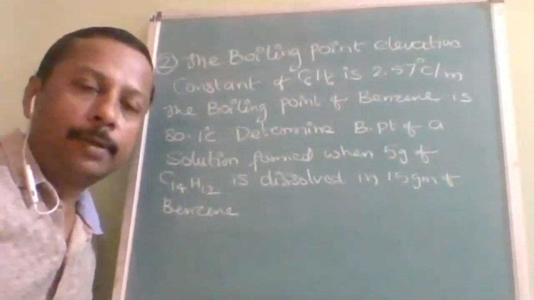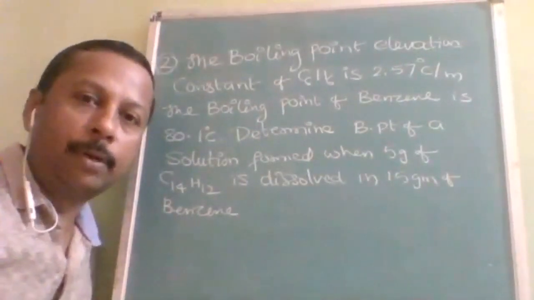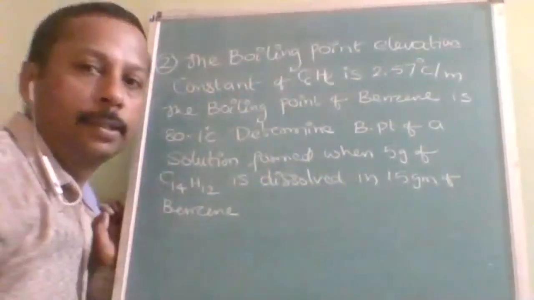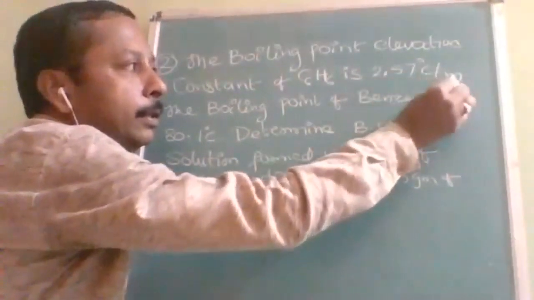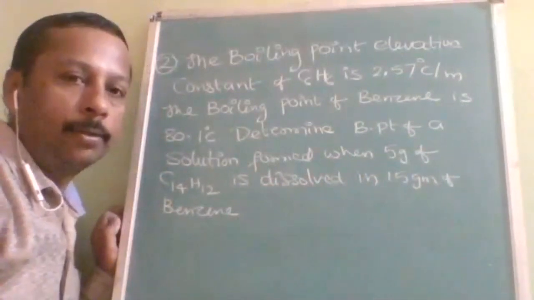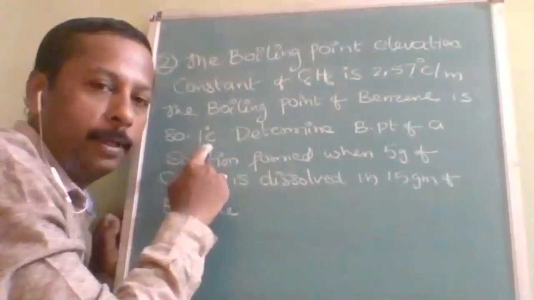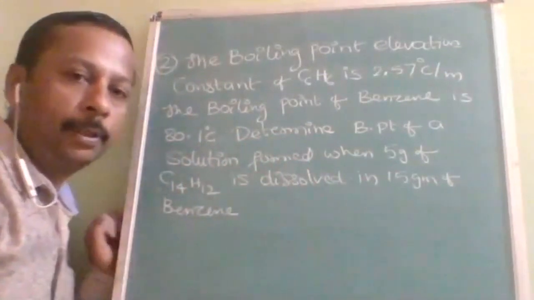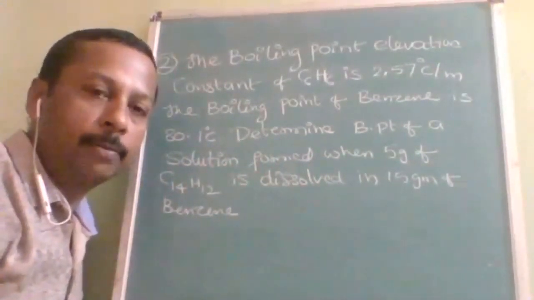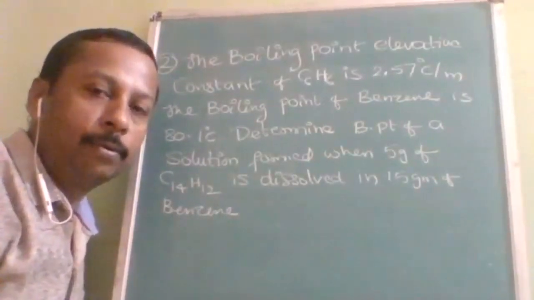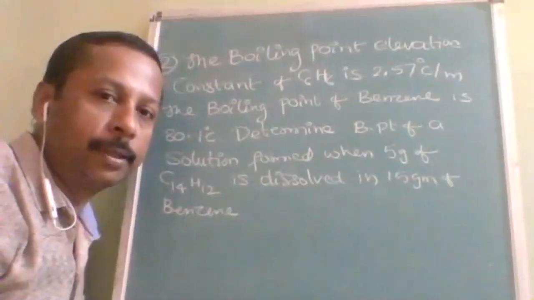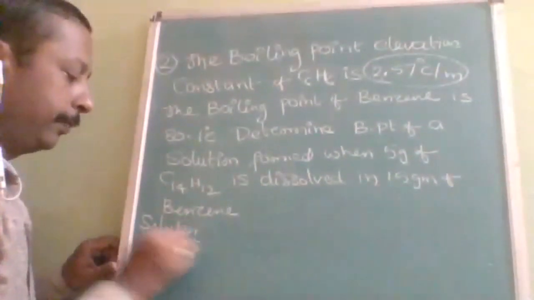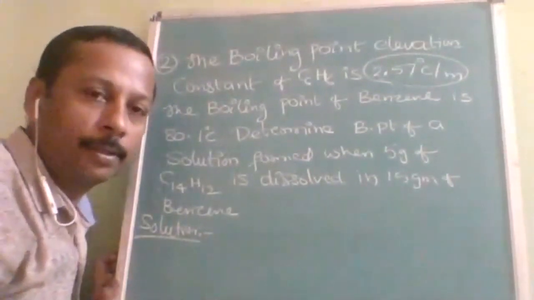Here is another model question. The boiling point elevation constant of benzene, that is C6H6, is 2.57 degrees Celsius per molality, where small m is molality. The boiling point of benzene is 80.1 degrees Celsius. Determine the boiling point of the solution formed when 5 grams of C14H12 is dissolved in 15 grams of benzene. The main thing is, if you are able to identify where to substitute, half the question is done. You can give it a try. I suggest you pause the solution, then try.